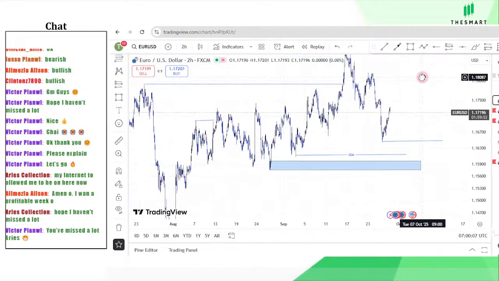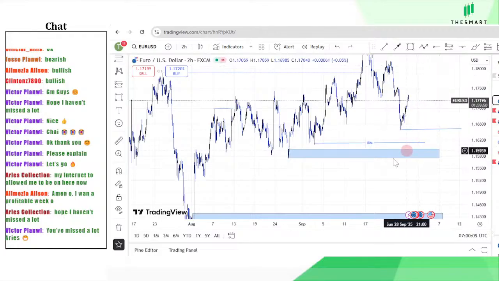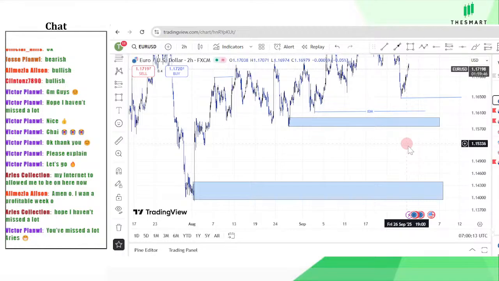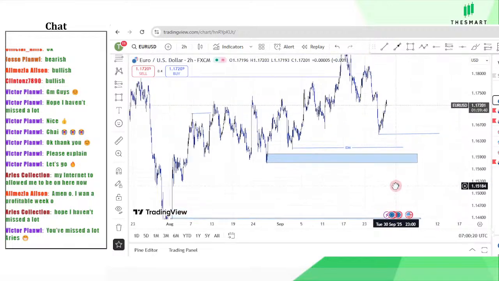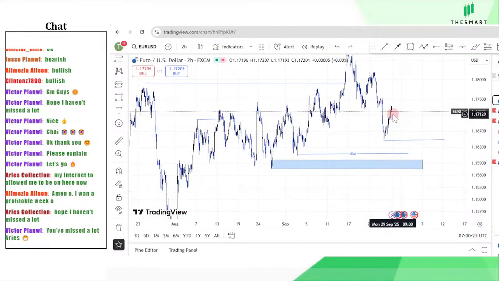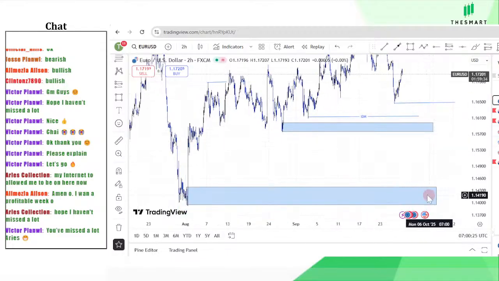And if price fails to do that, then it means we are bearish. And the next zone I want to see price come back into is this zone. This is the next zone I want to see price come back into. So for now, all fingers crossed, waiting for this zone, and lastly, waiting for this zone.